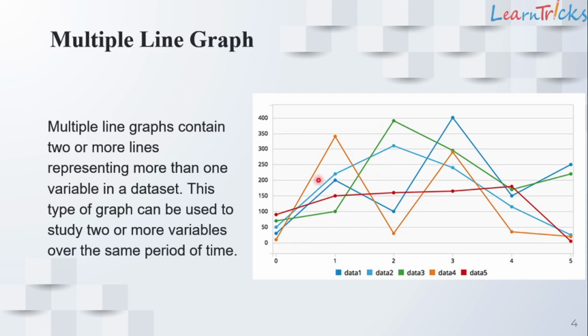Here we have to compare the values on the y-axis for the same x-axis value. For the value 1 on the x-axis, there will be 5 or fewer, at least several different values on the y-axis. For data 1, the value on the y-axis is 200. For data 2 it is between 200 and 250, while for data 3 the value on the y-axis is just 100. So we can compare the values on the y-axis depending on the x-axis also. This type is called the multiple line graph.